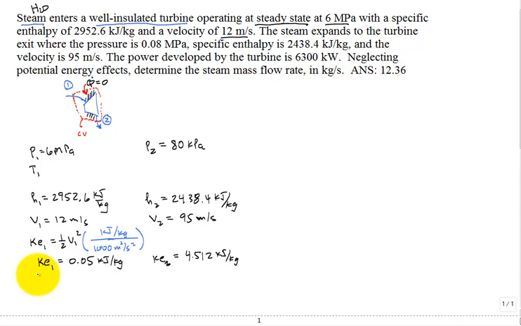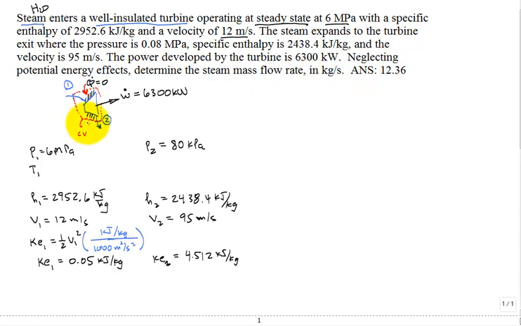Okay, continuing to read. The power developed by the turbine, so there's typically a shaft coming out of the turbine, and the power is given to be 6300 kilowatts. We could add a subscript on there for T for turbine, or subscript CV coming across the boundary, or just leave it without a subscript, either way. Neglecting potential energy effects, so neglect elevation and gravitational change there. Determine the steam mass flow rate in kilograms per second.